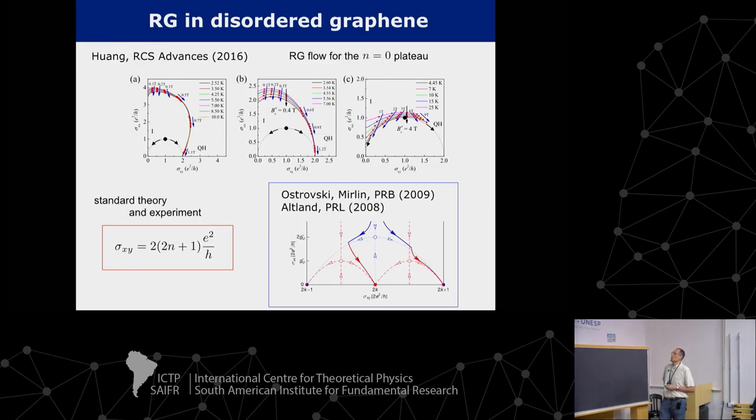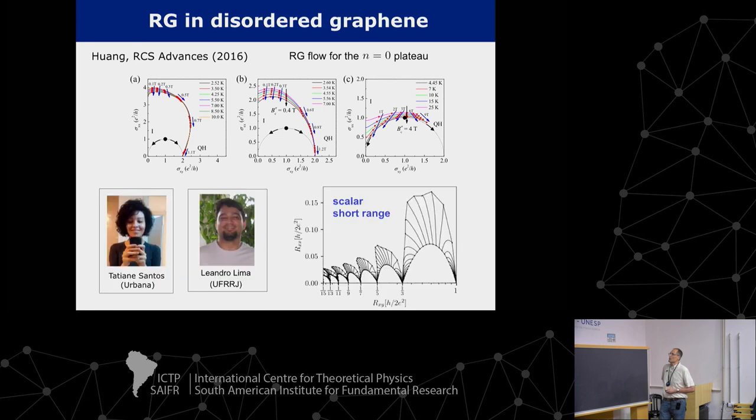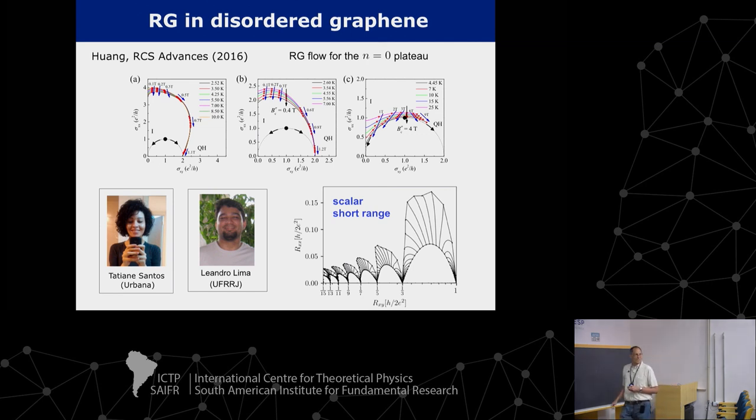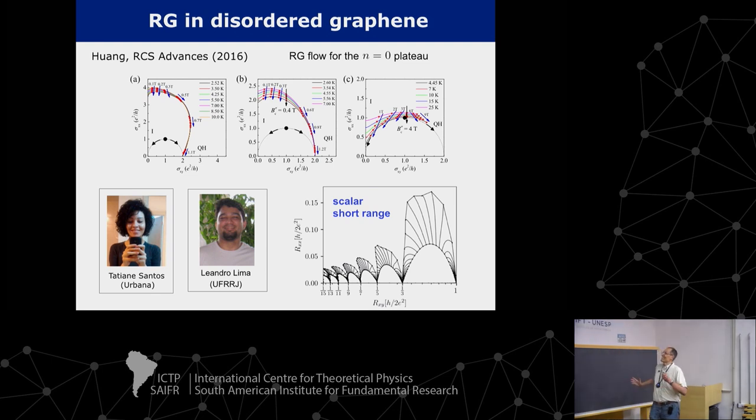And the advertisement is that we are trying to do the same with graphene, and trying to find the critical exponent with a new approach, a numerical approach, unfortunately, with the postdoc, Leandro, who you know. And everything is progressing very slowly because the student left to Urbana, and now she's interested in different things. So we are doing it by ourselves now.